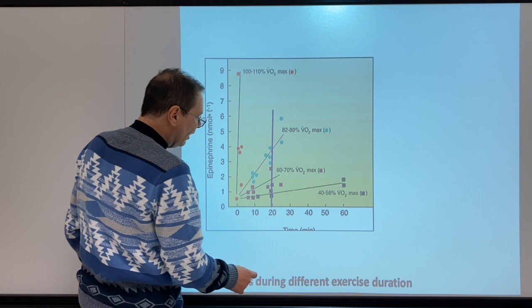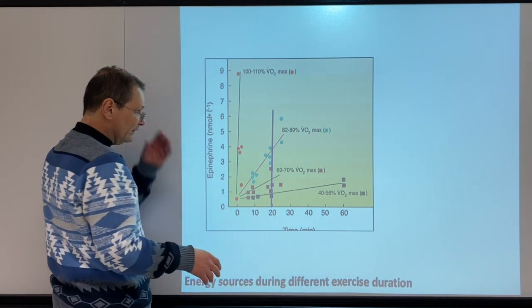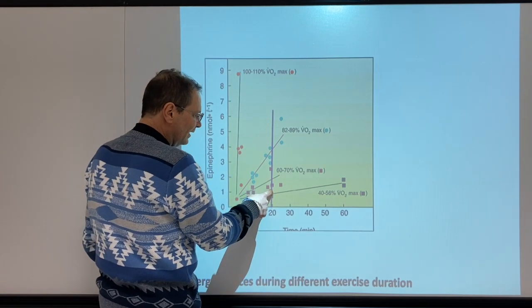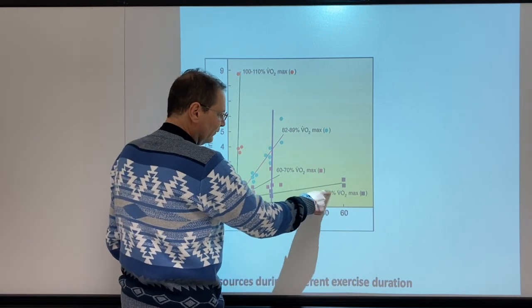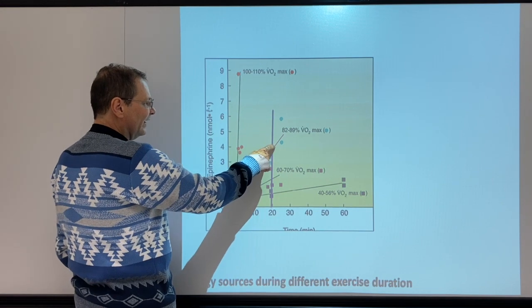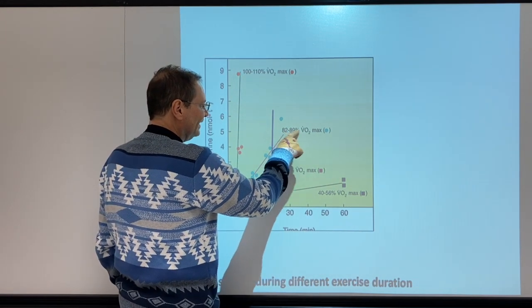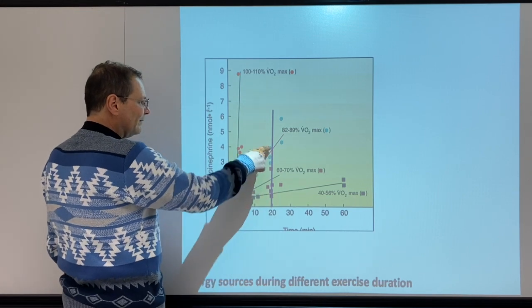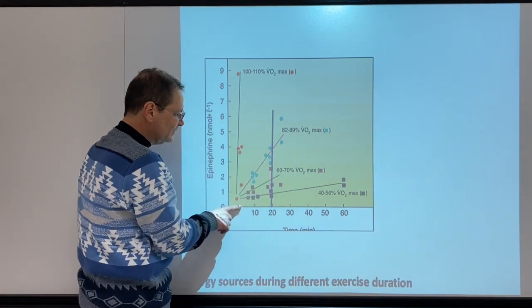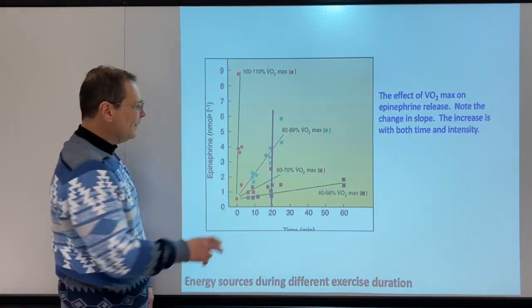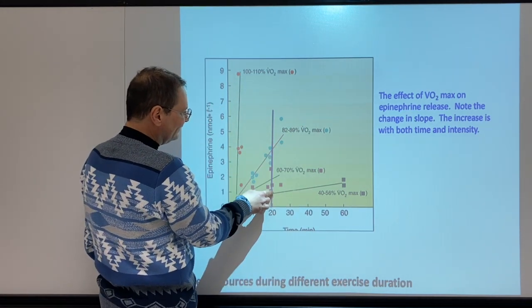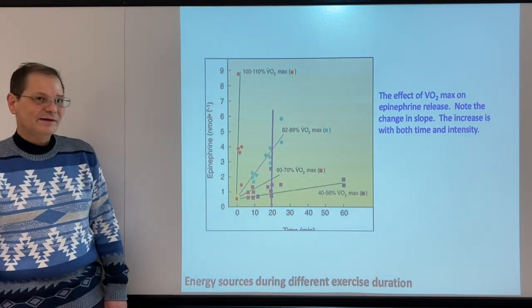At the same time, you'll also notice that epinephrine release goes up with intensity. So if I pick a time, 20 minutes, and I look at fairly light exercise, where it's only 40 to 50% of VO2 max, and I compare that to heavier intensity exercise, like 80 to 90% of VO2 max, you'll notice that my epinephrine release has gone up quite a bit more with the higher intensity exercise. So in addition to going up with time, our epinephrine release also goes up with intensity. And you can see that as a change in slope here, so that at any given time you have more epinephrine release with a higher intensity, okay?